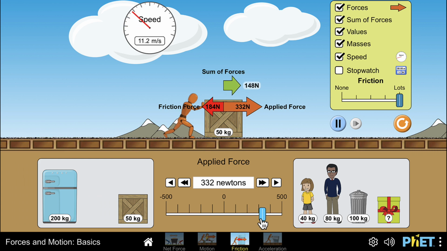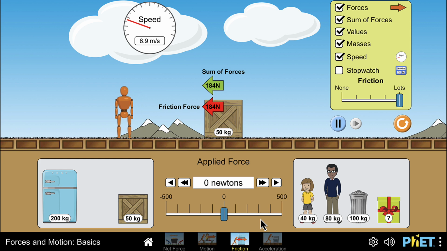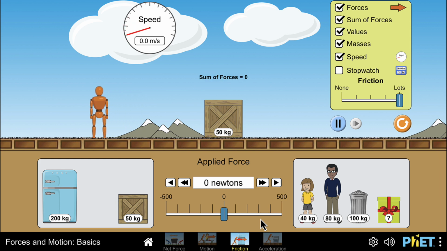So friction is always there. There are two types. The static friction is while it's not moving, and the kinetic friction is happening as it's moving. So this is friction, everyone.